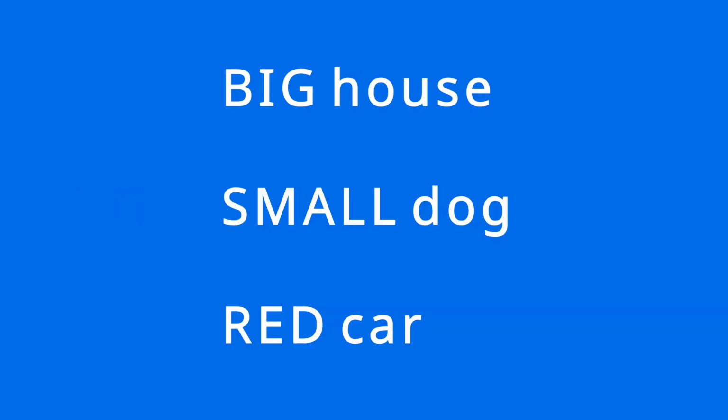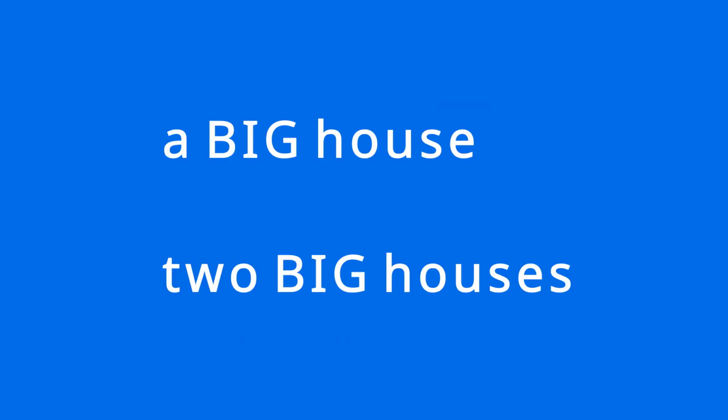In English, the describing word comes before the thing. Big house, small dog, red car. We don't change the describing word even if the words around it change. It stays the same. Let's look at these examples. A big house. Two big houses. The word big stays the same.